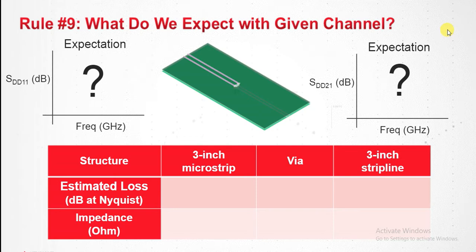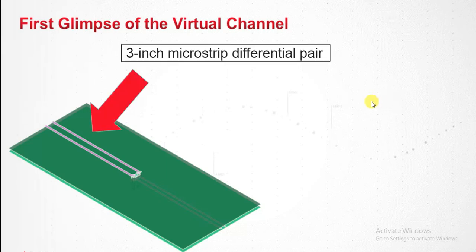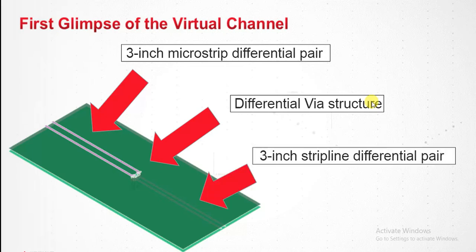First, we'll take a quick glimpse at the virtual channel. On the top, we have a 3-inch microstrip differential pair. In the middle is a differential via structure. And finally, we're transitioning into a 3-inch stripline differential pair.